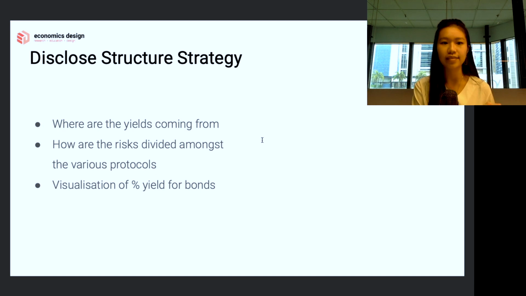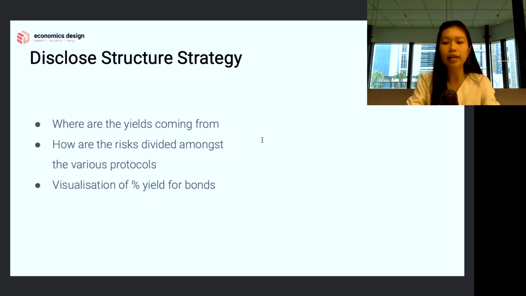One of these inefficiencies in traditional finance is that regulations ask you to disclose a lot of different things. The problem is that these structures and strategies are complicated. Not only are they complicated in creating them, they're complicated in tracing them to find out where your yields are coming from, where your risks are coming from. So with smart contracts, with transparency, with decentralization, this could be an improvement.